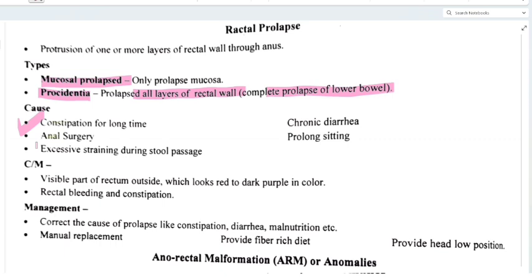Then prolonged sitting, मान लो कोई सेक्टर में काम करता है या studying या ज्यादा टाइम बैठे रहते हैं ना. Then excessive straining during stool passage. All this can be the cause.